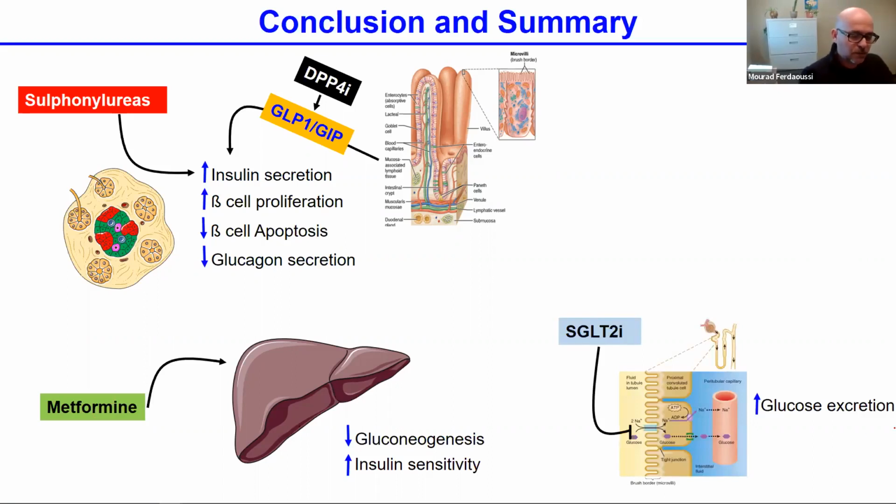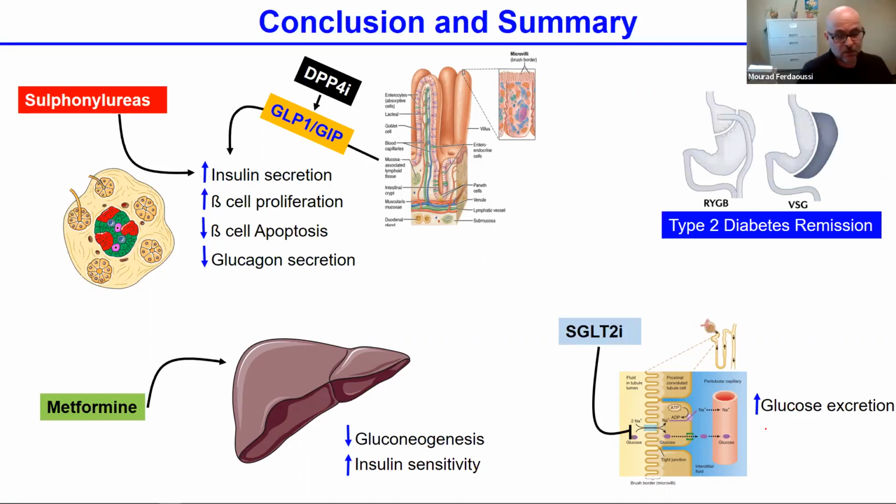Again, taking you back to our physiological system, we can improve the glycemia by inhibiting the sodium-glucose transporter, with the SGLT2 inhibitors. The idea behind this is to increase the excretion of glucose in the urine, and again, it will reduce the hyperglycemia observed in patients with type 2 diabetes. So all those treatments are to treat diabetes, but we have this key observation that the bariatric surgery can cause the type 2 diabetes remission.